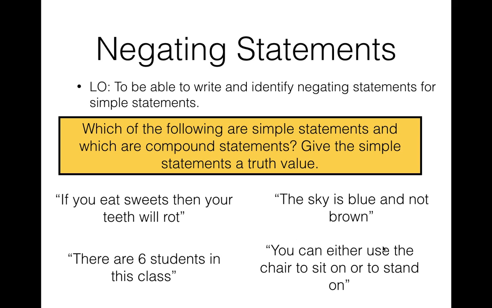And you can either use the chair to sit on or to stand on, has our or here. And remember, we had the inclusive and the exclusive or. So this one would be inclusive, because you could do either of those things. You could stand on the chair or you could sit on the chair. Okay, let's move on and have a look at our negating statements then.